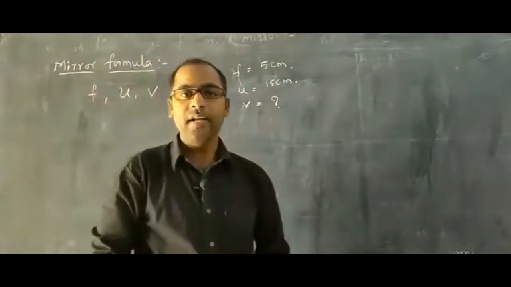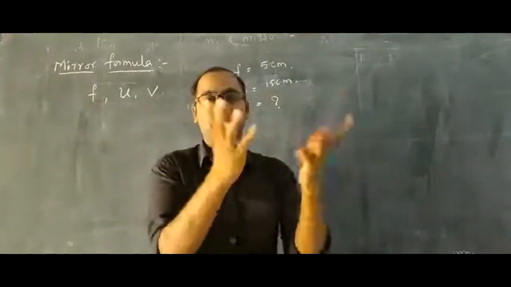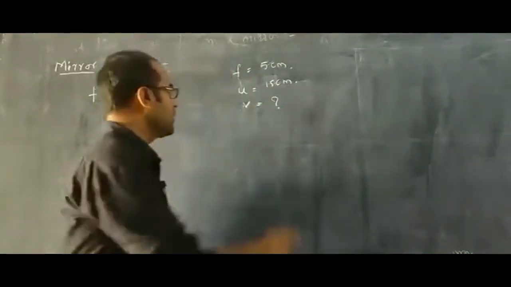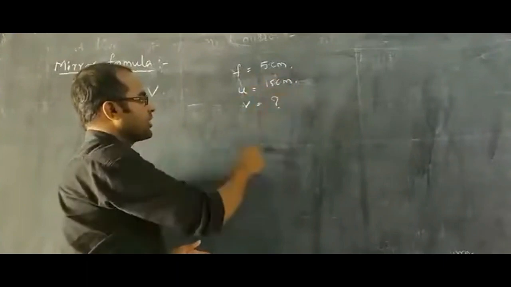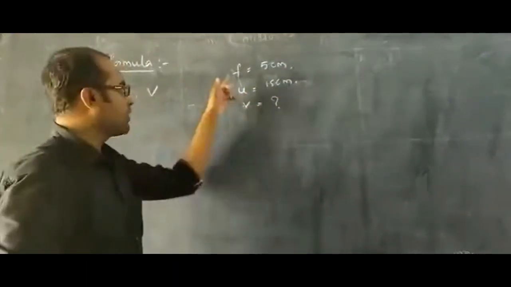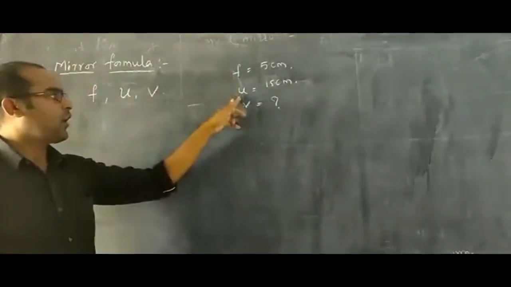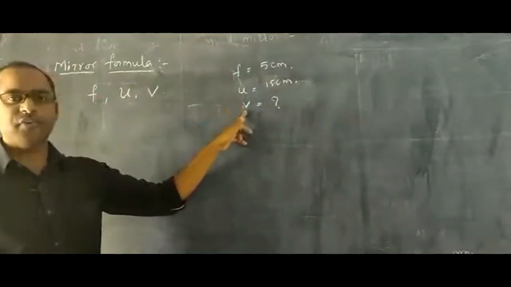Yes, further what do we need? We need a relation among those three. What are those three? Focal length, object distance and image distance. Focal length is represented by small f, right? And object distance u and image distance v.